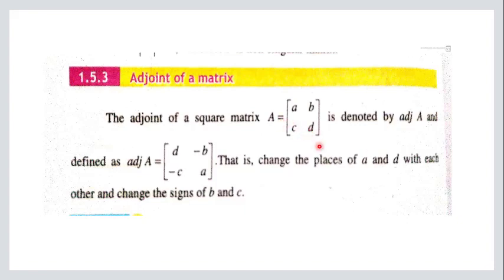What do we do? Elements on the main diagonal, this a and d, we will just change the position of these two elements. You can see over here, adjoint of A: we have changed the position of this a and d. This becomes d and a. And at the same time, we will change the sign of the elements on the secondary diagonal, which are b and c. So we have written over here minus b and then minus c. So this is called the adjoint of A.